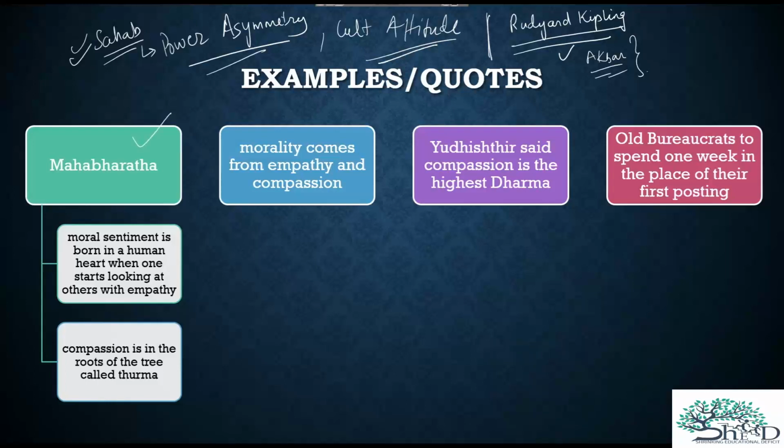In the Mahabharata it is said that moral sentiment is born in the human heart when one starts looking at others with empathy. So morality increases with empathy, as simple as that. Compassion is in the roots of the tree called dharma. Once you start doing your duty, compassion becomes part of it. Compassion is the fruit of doing your duty, because compassion involves the angle of action.